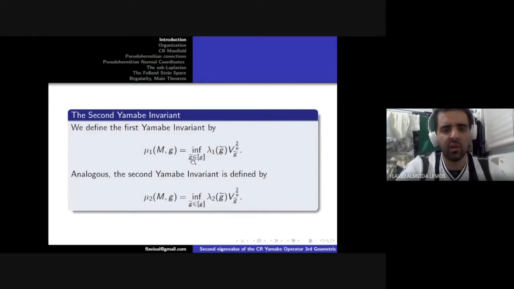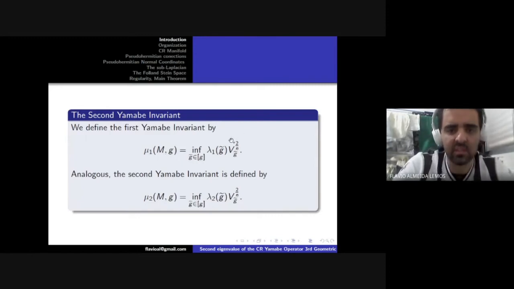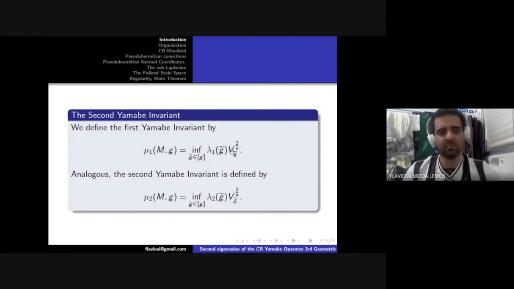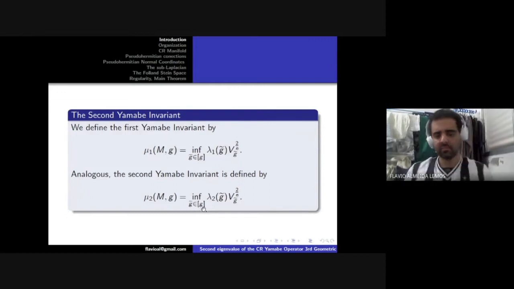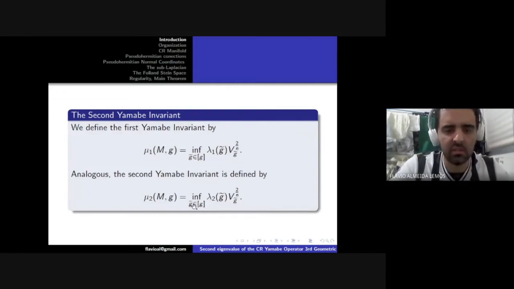The infimum is taken over the conformal class of the fixed metric g. This is the volume term. Then Ammann and Humbert introduced the second Yamabe invariant, using this as motivation. They defined the second Yamabe invariant this way, taking the infimum over the conformal class.